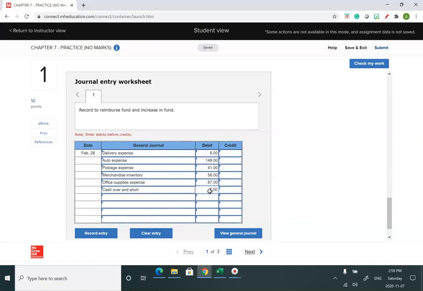Now, if this actually was the opposite way, where somehow I ended up having more money in my float than I originally did, then we would call that cash over and it would sit on the credit side. I just wanted to let you know that that could happen as well.